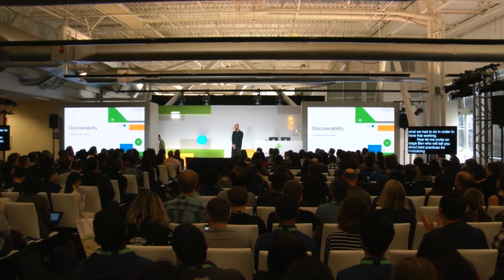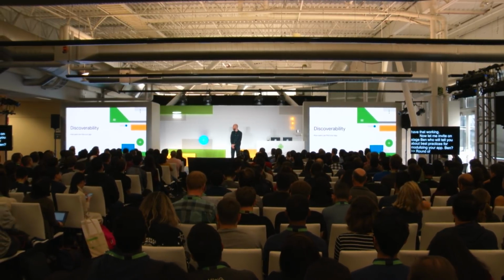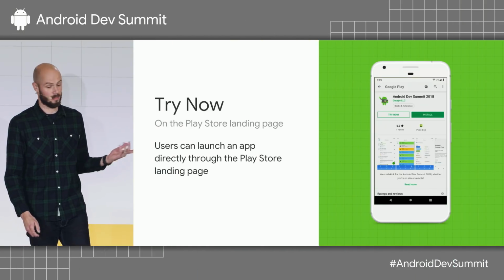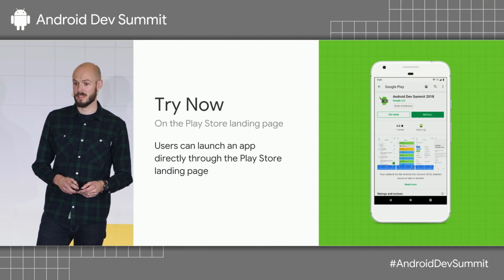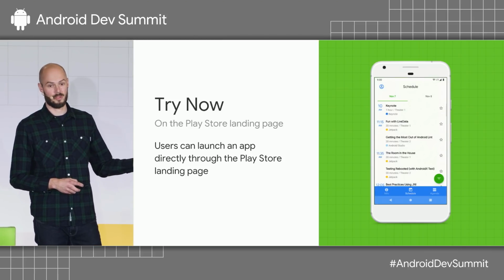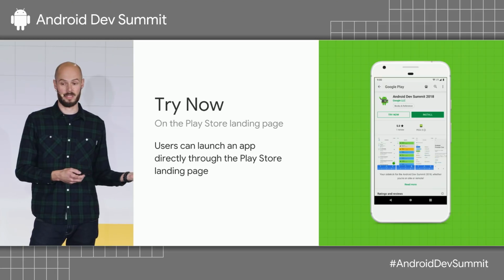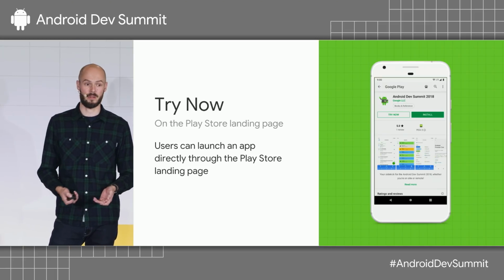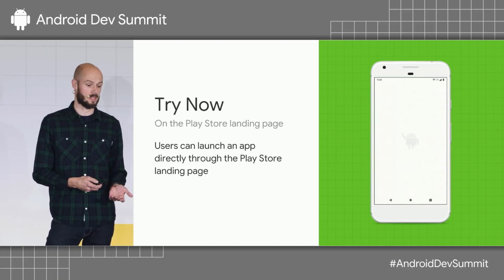Thank you very much. So yeah, let me talk a bit about discoverability of your instant apps. Basically, one of them you already saw, which is the Try Now functionality. I'll talk a little bit more about this. So Try Now basically is a second button that you get on the Play Store, which allows your users to download and run the app straight from the Play Store without having to permanently install it on the device.